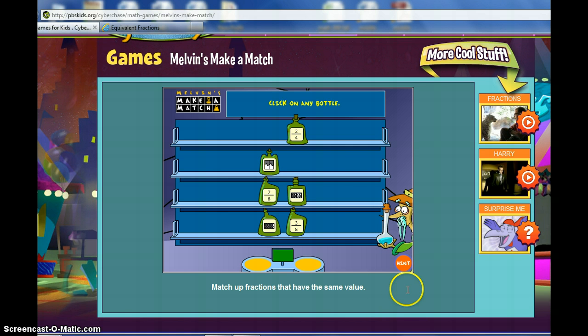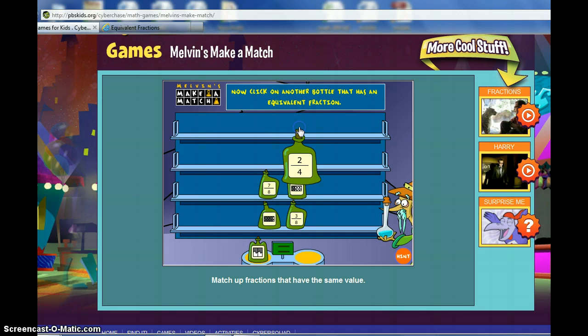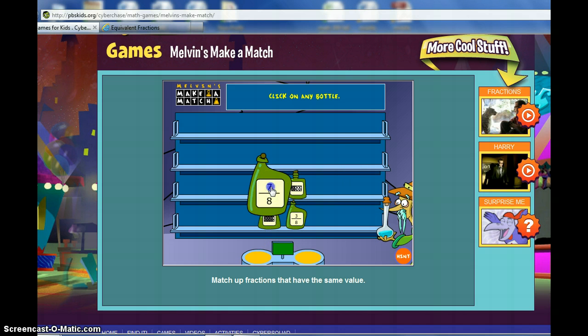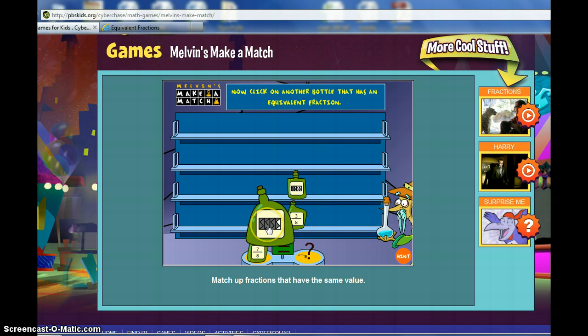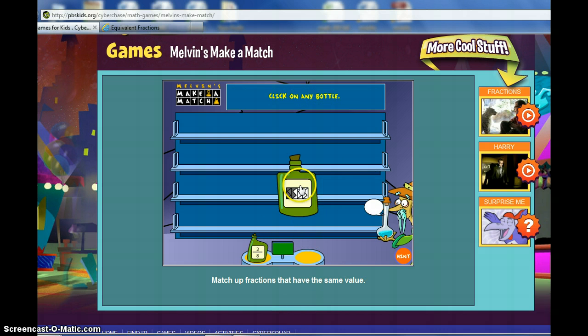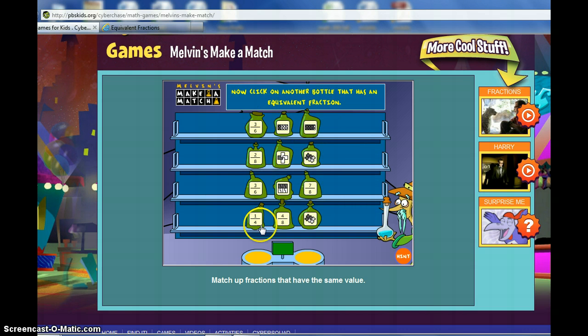And then you can keep going. So this is 2/4, it looks like. And then bingo, you keep going. 7 eighths, that's obviously pretty close to 1. And then the last one is 3 eighths. And then it'll take you to the next round, which has more.